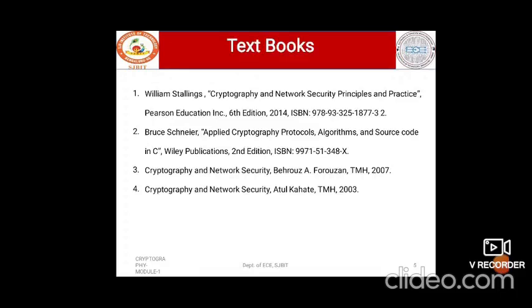And these are the textbooks to be referred. All these concepts are covered in the first textbook, William Stallings. For better understanding and for more information, we can refer to the remaining textbooks also.